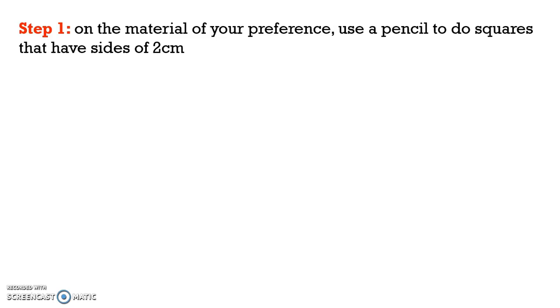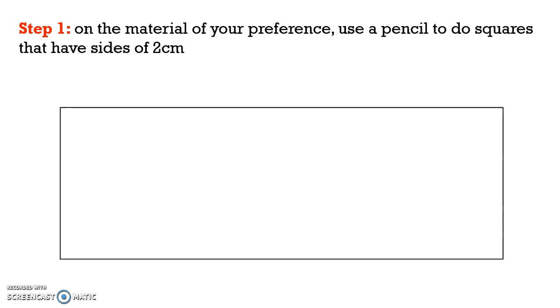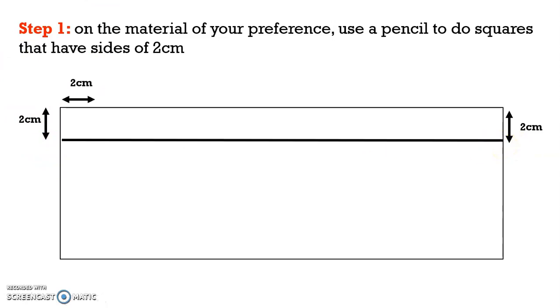So step one is that you're going to use a pencil to draw squares that have a size of 2 centimeters. One way to do it, for instance, is if this is your piece of pasteboard or cardboard, or just a piece of paper, you are going to use your ruler and make a measurement of 2 centimeters on the left side. And then on the right side, you're going to do the same. Mark it with a point, or a line, and use your ruler to make a line.